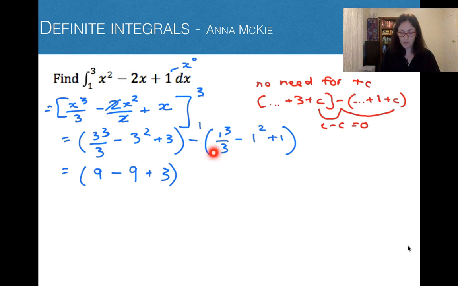Up here, 1 squared is 1, so that's negative 1, add 1, they're going to cancel out. So we're left with, take a third, and that comes out to 8 on 3. So that's your answer for the definite integral of that question.